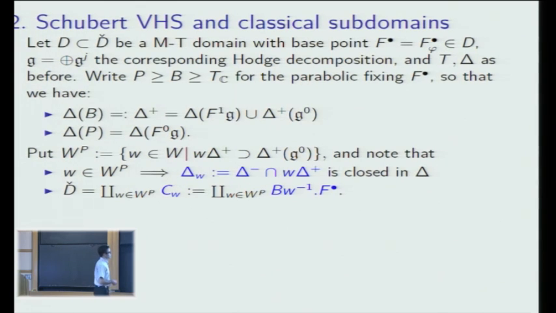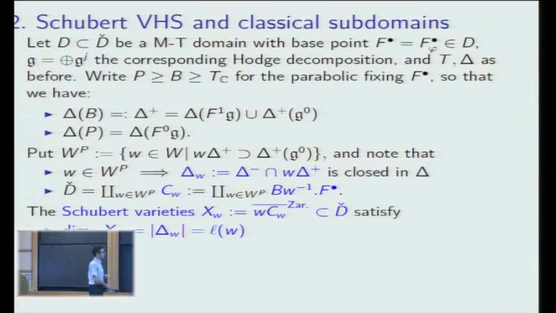So now I put W^P to be this morass, which you can see as simply the minimal length representatives of the quotient of W by the Weyl group of G naught, the 0 graded part. And there's something that you can write down, delta_w, the intersection of delta minus the negative roots with the Weyl transforms of the positive roots under little w. And the reason you want to write these things down is D check has a decomposition into Schubert cells for w in W^P, which looks like this. And the Schubert varieties that one wants to study are the Zariski closures of translates of these Weyl translates of these Schubert cells.